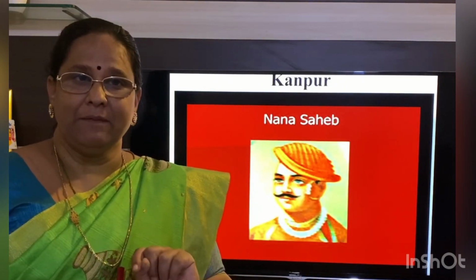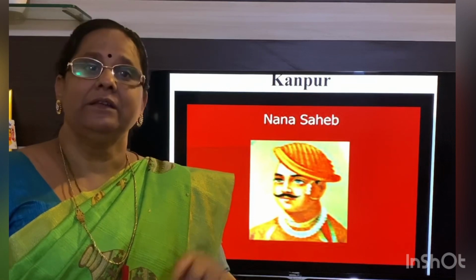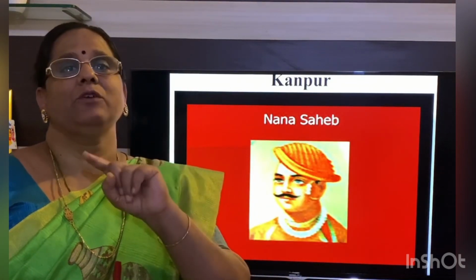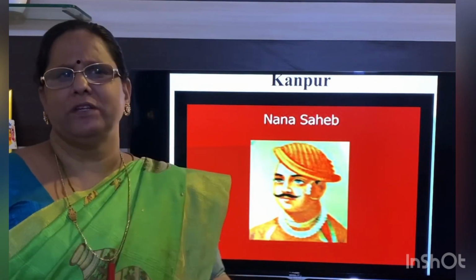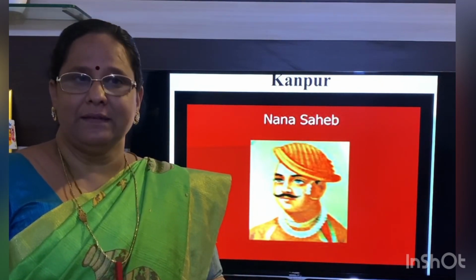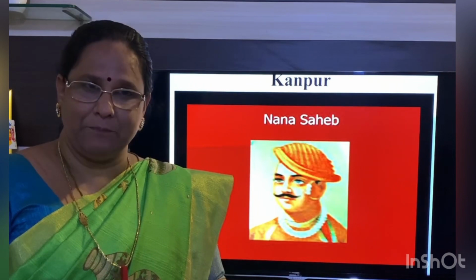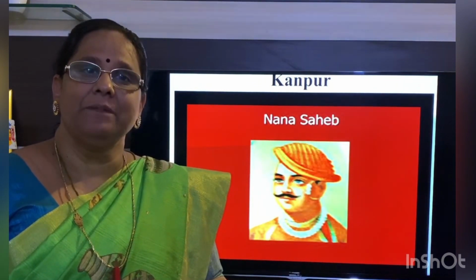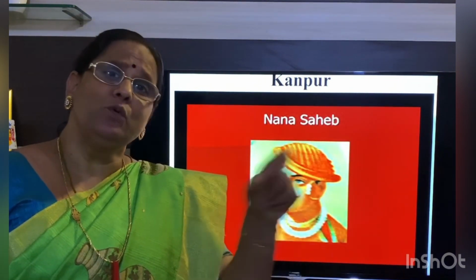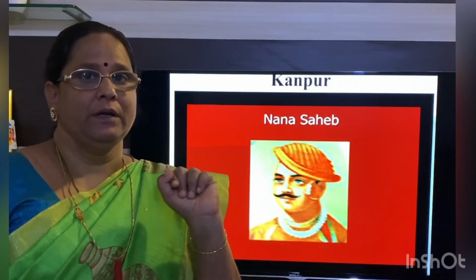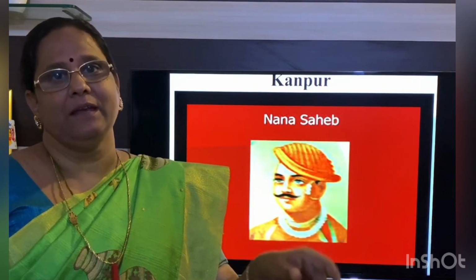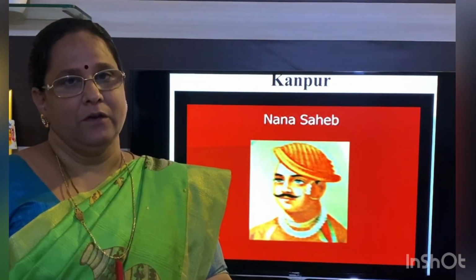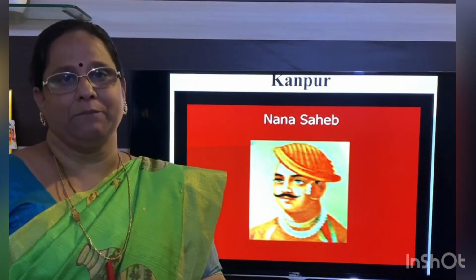Nana Sahib will be defeated by the English. Tatya Tope will escape and he will go and join with Jhansi. So remember, only 4 sentences you have to remember. Nana Sahib was a ruler of Kanpur and he was defeated by the English. Who assisted him? Tatya Tope. When Nana Sahib lost the battle, Tatya Tope escaped and reached Jhansi. So remember this much about Kanpur.